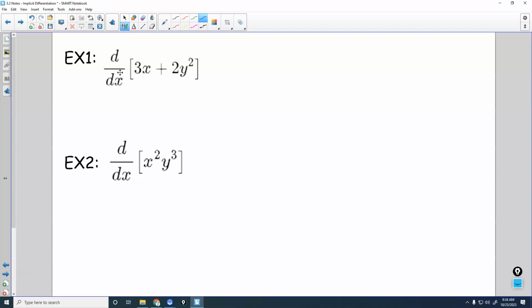So if I am taking the derivative with respect to x of 3x plus 2y squared, what I would have is the derivative of 3x is 3. I do not have to put anything with that because I'm taking the derivative of an x with respect to x. So I don't put anything special with that. But over here, I'm taking the derivative of 2y squared. This has a y. So I'm going to get 4y. And because that was a y that I took the derivative of, I must put a dy over dx with it.